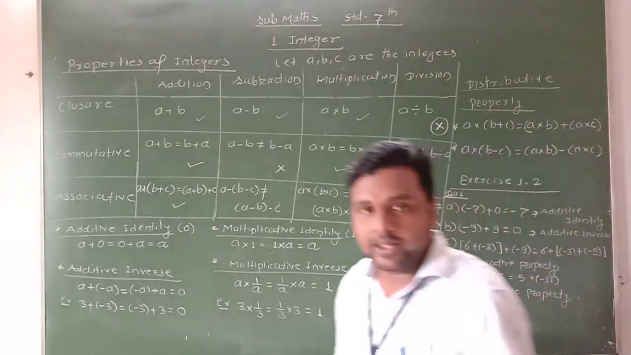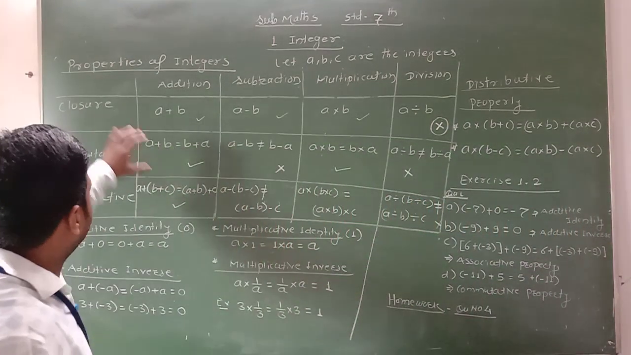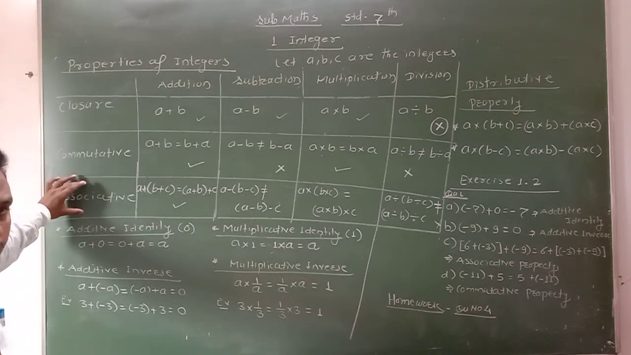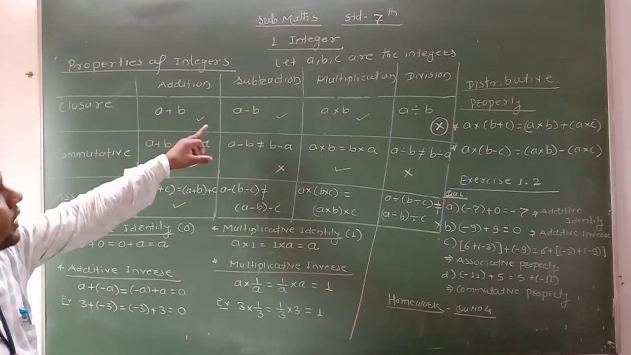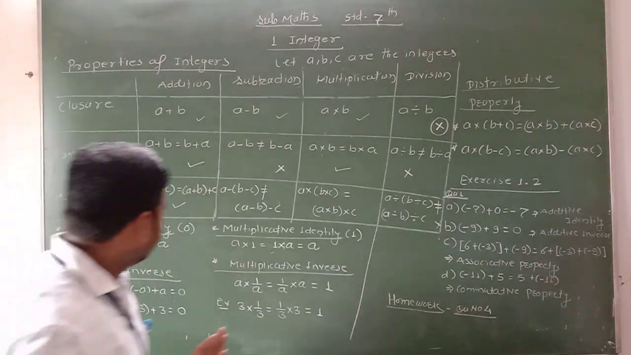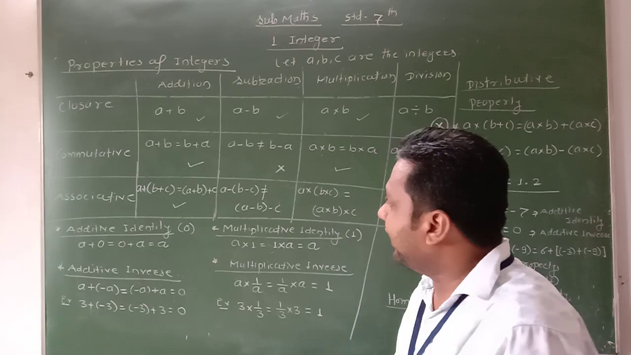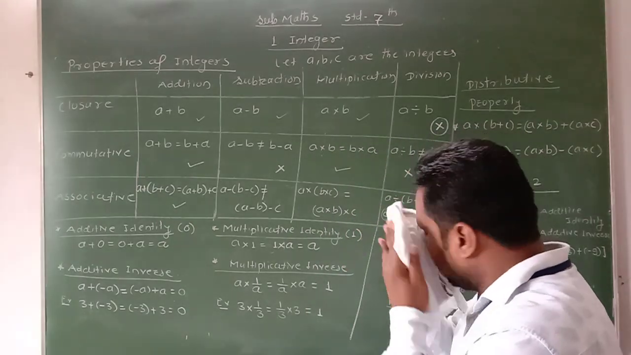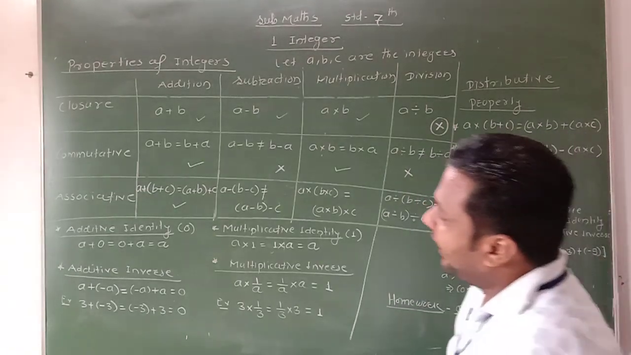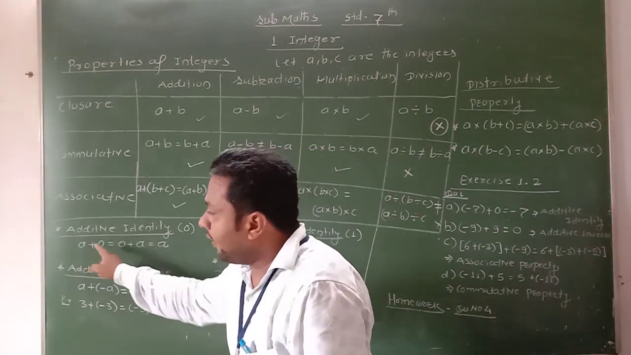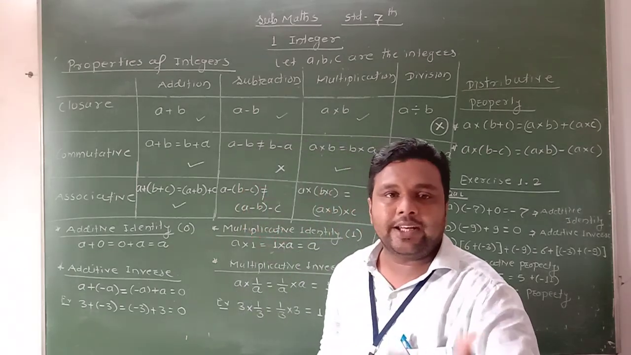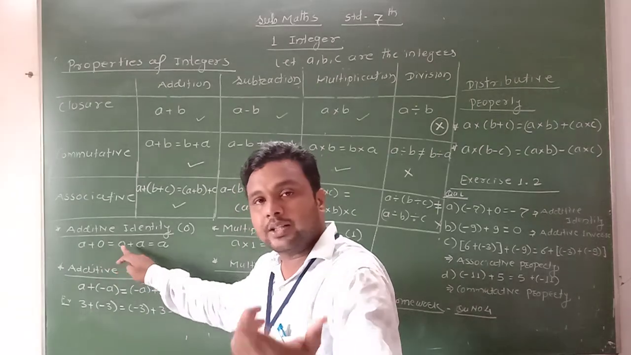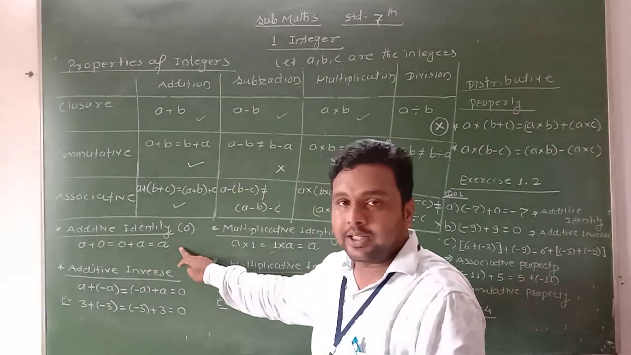Okay. I hope you understand all these properties: closure property, commutative property and associative property for addition, subtraction, multiplication and division of integers. Now see the next property. The next property is additive identity. Now what is additive identity? If we add 0 to any integer, if A is the integer, A plus 0 is equal to 0 plus A, then we get the same answer, that is A.